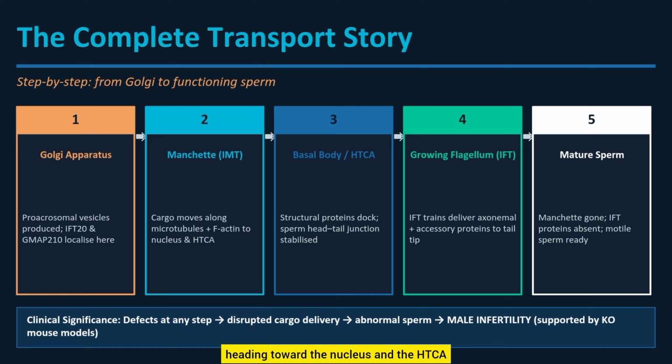Step 3. Basal body and HTCA. Structural proteins dock at this junction. The sperm head-tail connection is established and stabilized. Step 4. Growing flagellum via IFT. IFT trains karyoxonomal and accessory proteins all the way to the tip of the growing tail. Piece by piece, the flagellum is assembled.